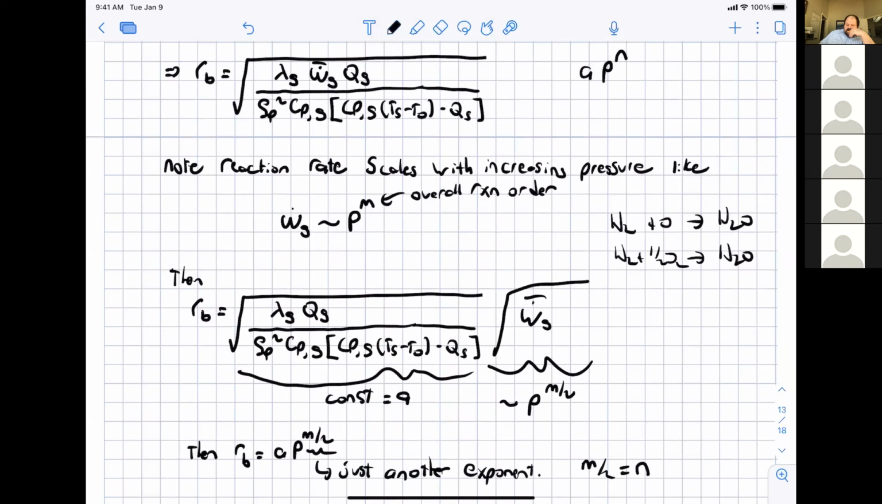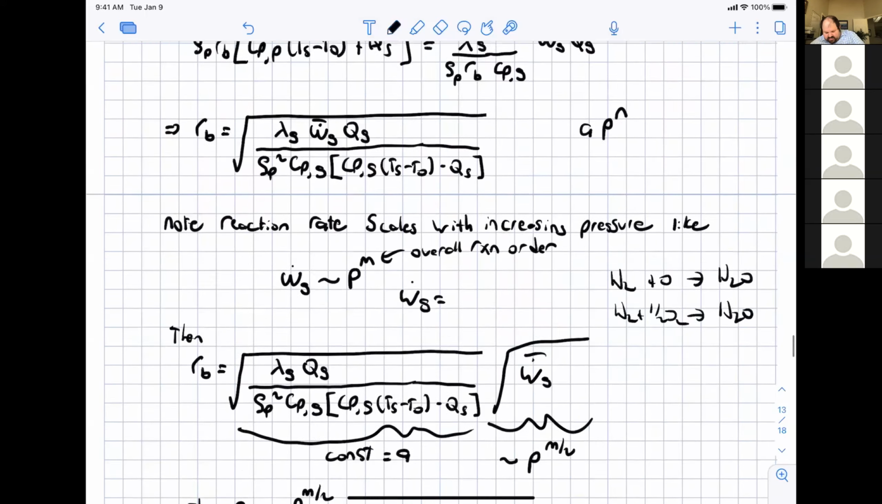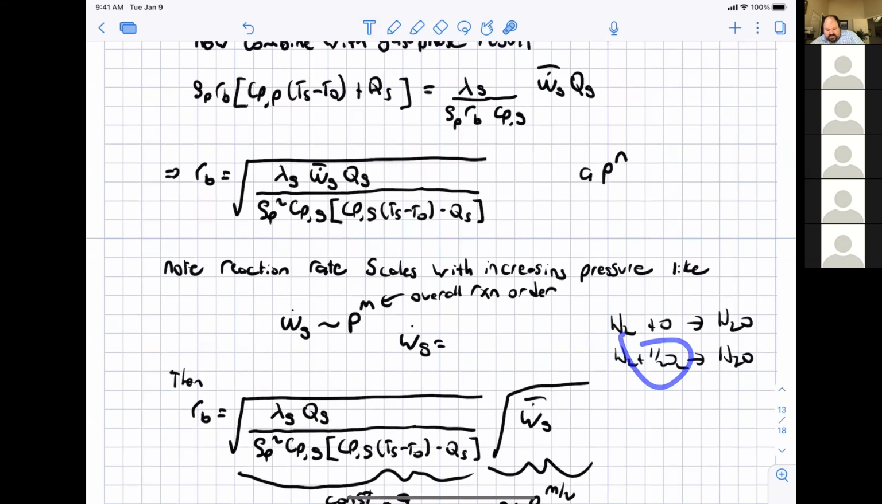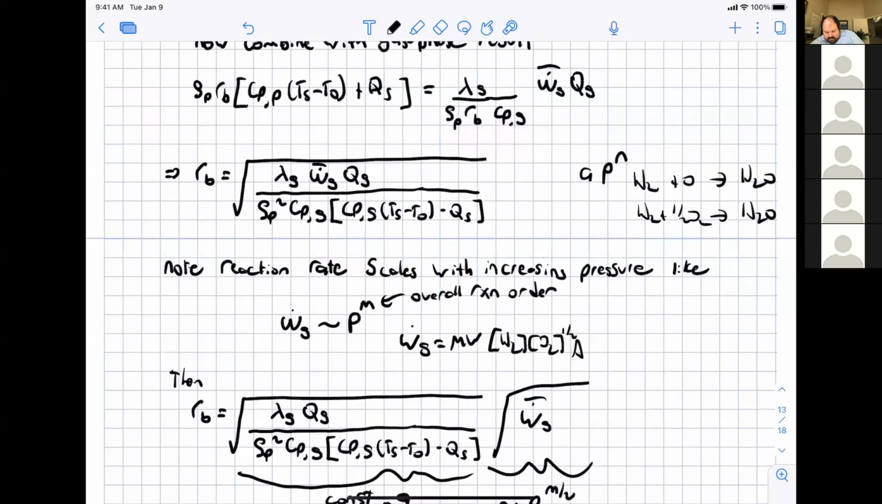Not really, because we're already hosed with all the assumptions that we've made. Because again, in the regime that we are in, omega dot G will really be equal to, we'll just look at this one right here, the molecular weight times H2 times O2 to the 1/2 times A times e to the minus EA over RuT. And so this is what it really is.